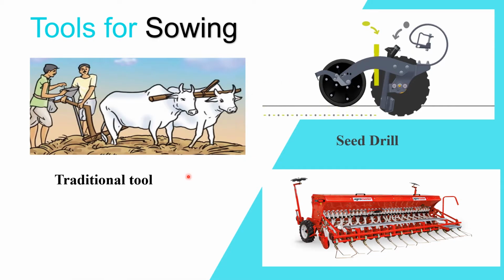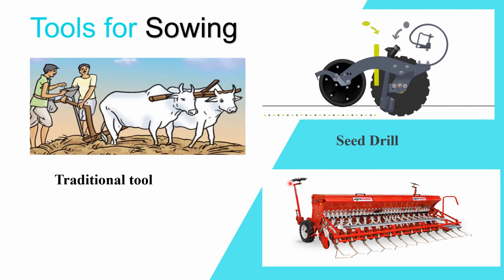So these are the two implements which are used for sowing the seeds, and in this picture you can see the traditional tool used for sowing the seed, which has a funnel-like opening on the top and a long narrow tube, and it is attached to the wooden plow and pulled by bullocks, so that the farmers drop the seeds in this funnel-like opening, and as the animal moves forward, the seeds will be sown.